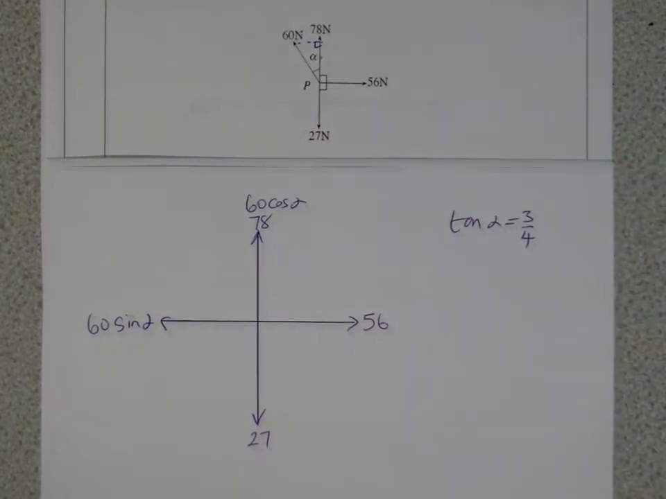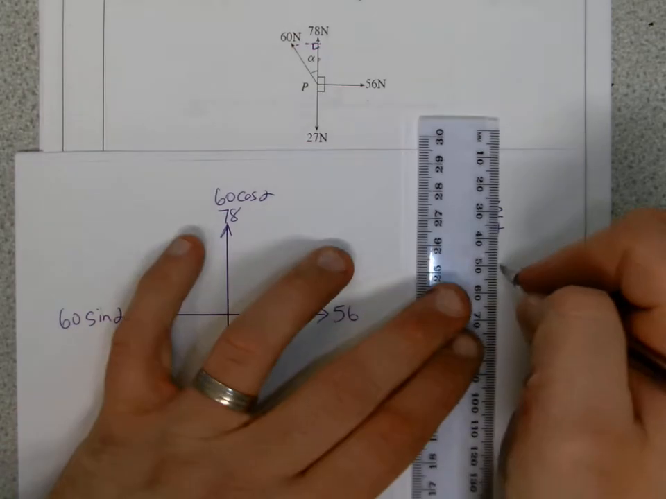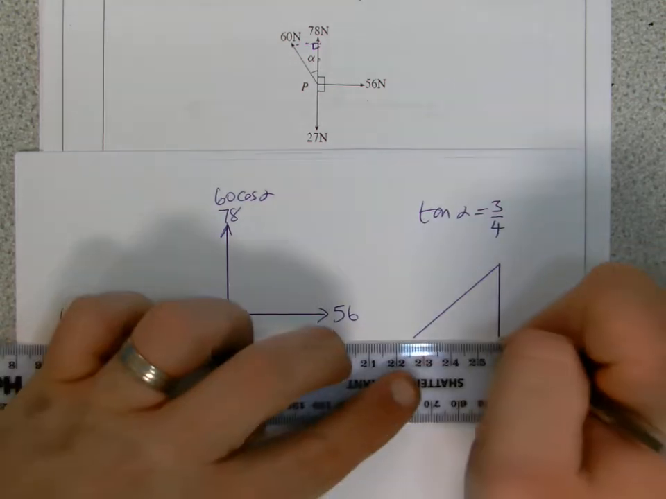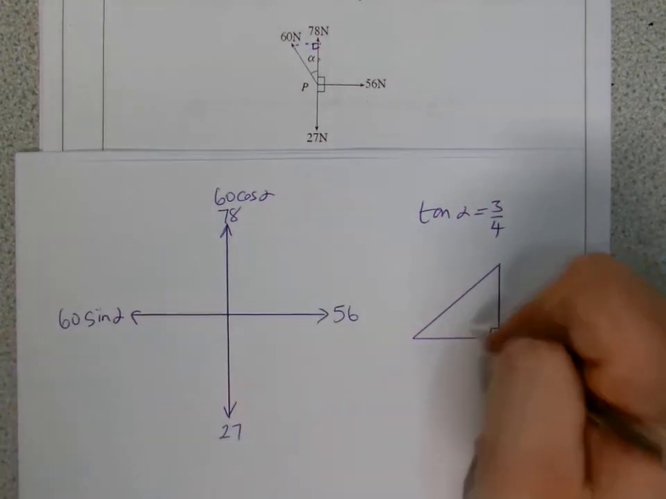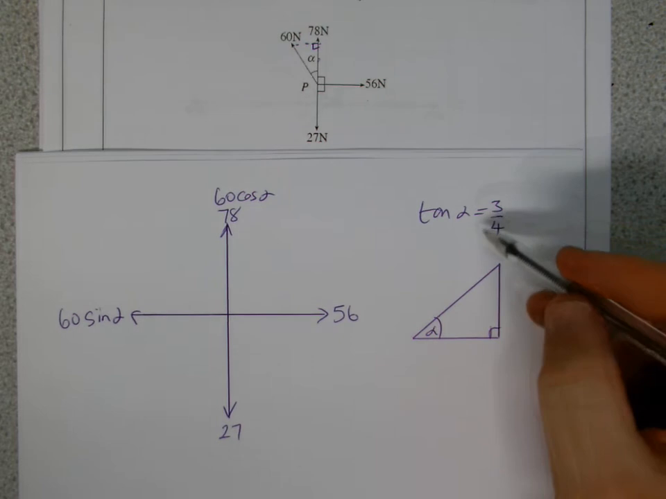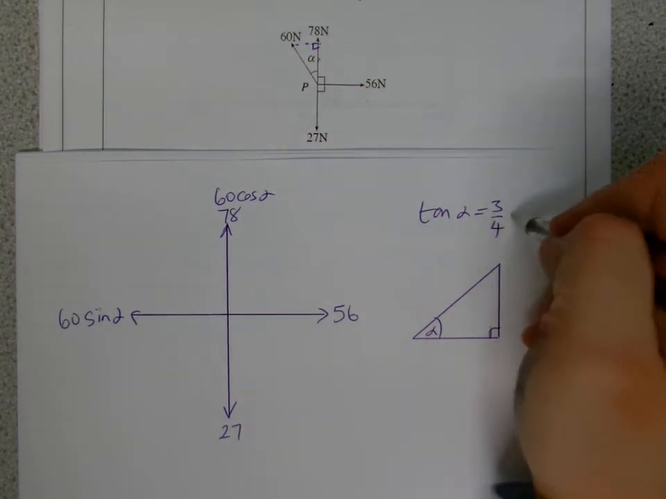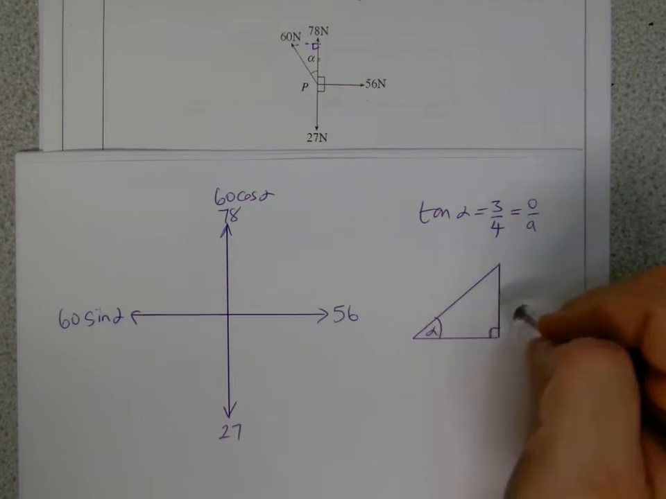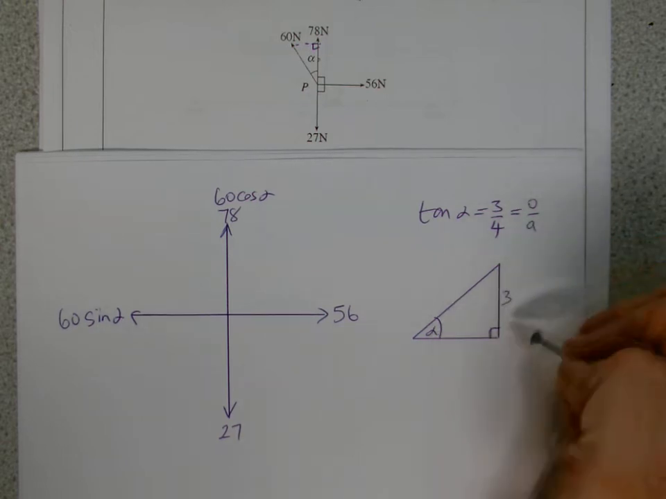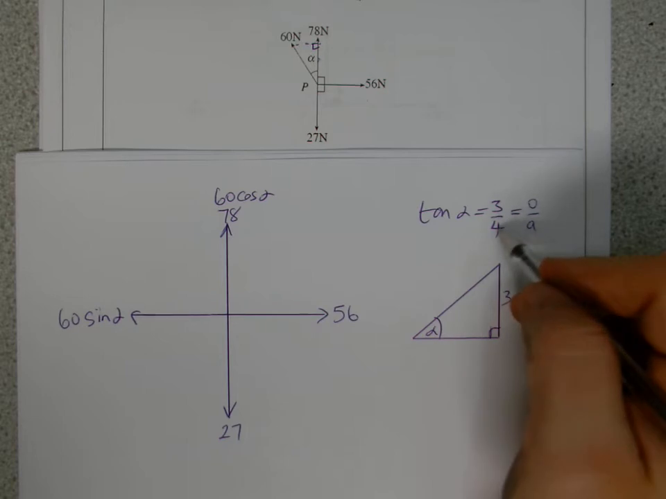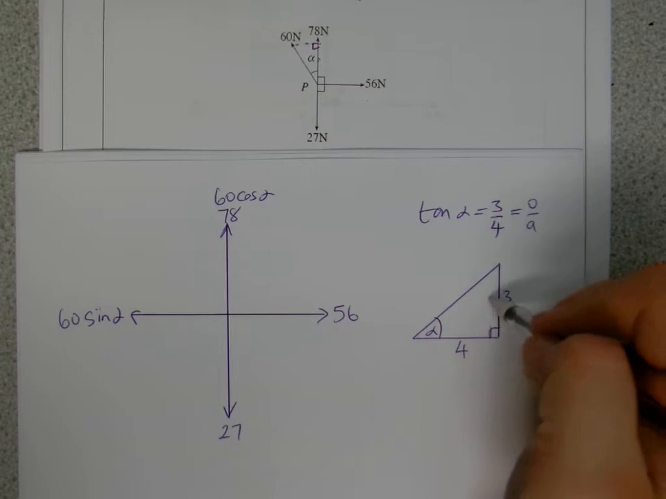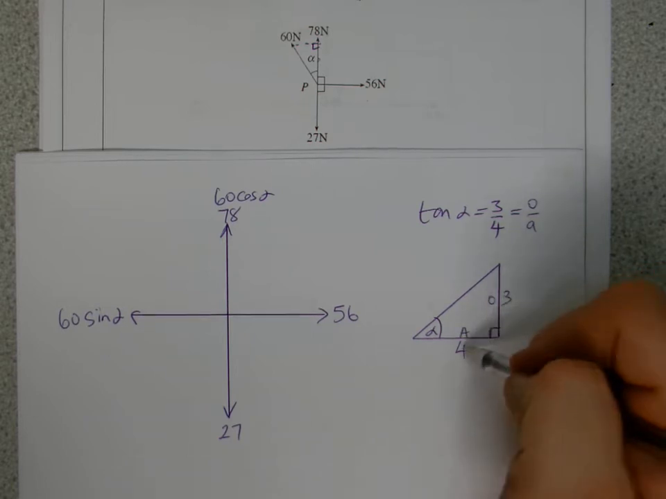Okay, what that tells me is we can actually draw a right angle triangle. Okay, watch what happens now. Right angle triangle, and put alpha in there. If tan alpha is 3/4, remember tan is opposite over adjacent, isn't it? So the opposite of alpha is 3, and the adjacent is going to be 4. Because that is the opposite side and that is the adjacent side. So opposite over adjacent, 3/4.